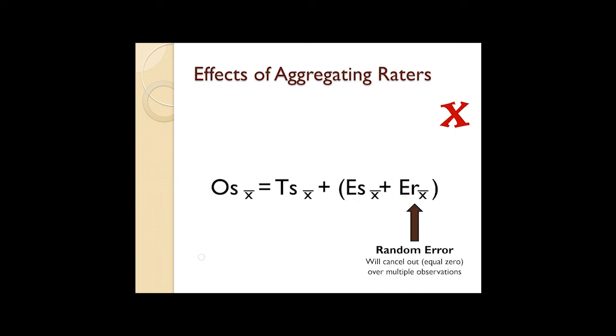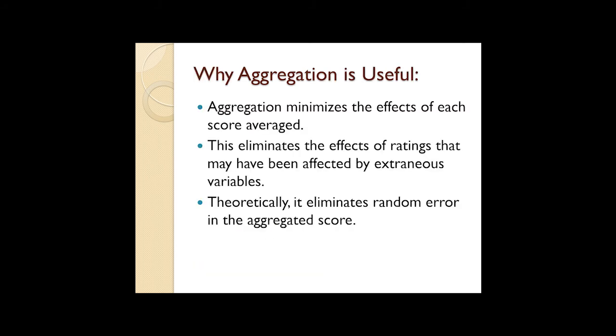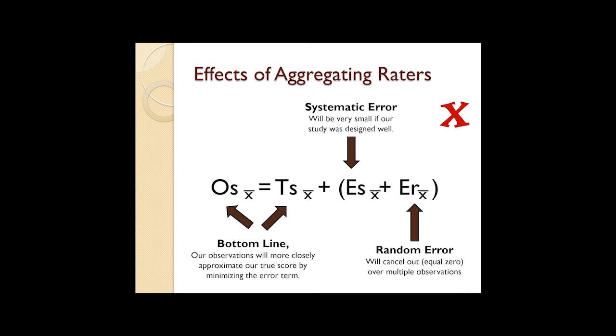So let's look here. We have random error, and that'll cancel out over multiple observations. In a good study, systematic error will be small if our study was designed well. So bottom line is our observations will more closely approximate our true score by minimizing the error. And any scientist doing any form of measurement attempts to minimize the effect of error on their scores. In psychology, aggregating is a good way to go.